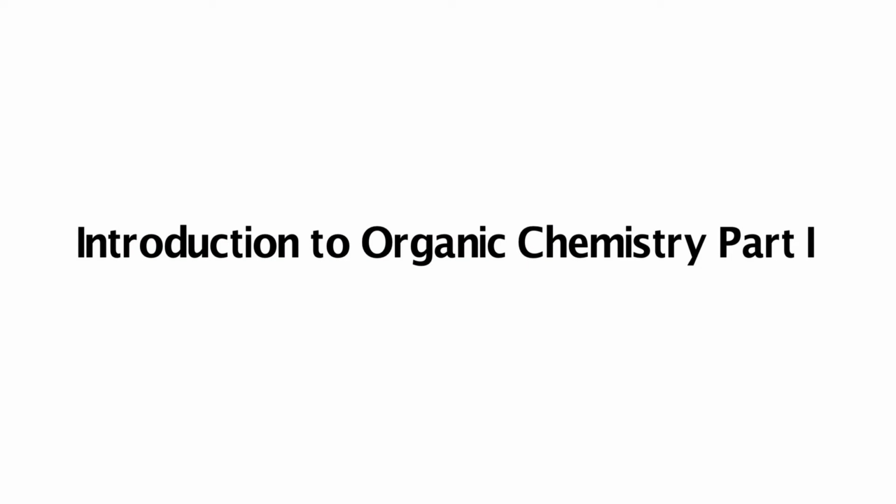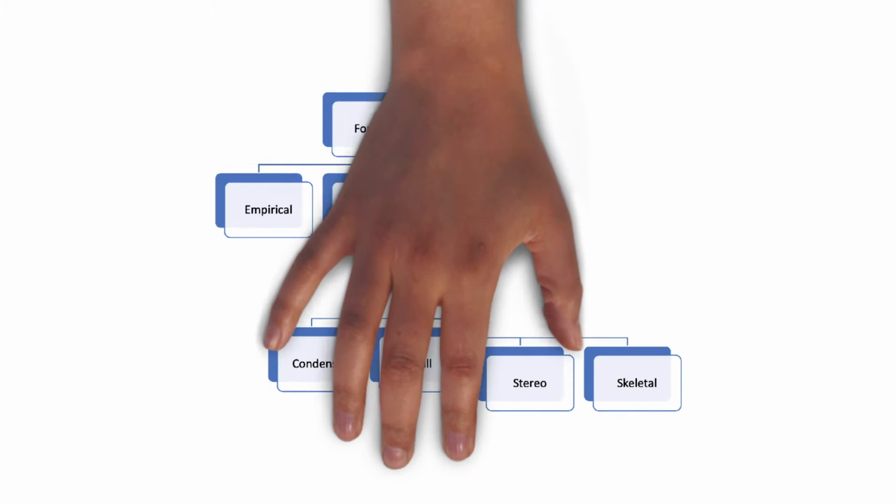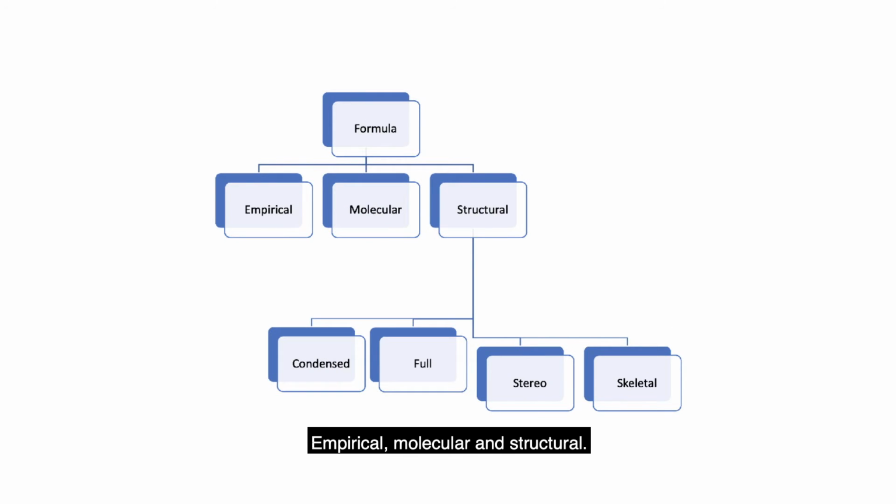Hi, welcome back. Today, we are going to talk about formula of organic compounds. For formula, it is split into three main groups: empirical, molecular, and structural. Under structural formula, there are four more subgroups. They are condensed, full, stereo, and skeletal. We will find out the differences between them soon.